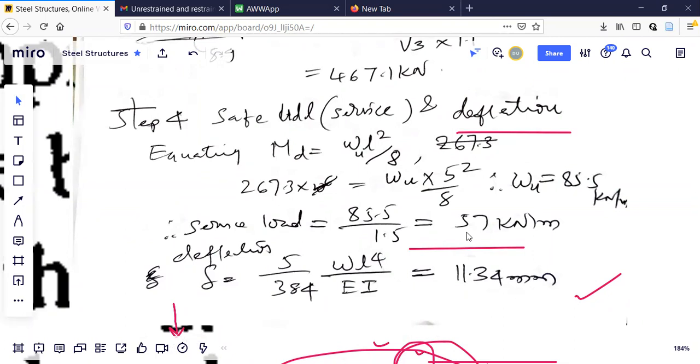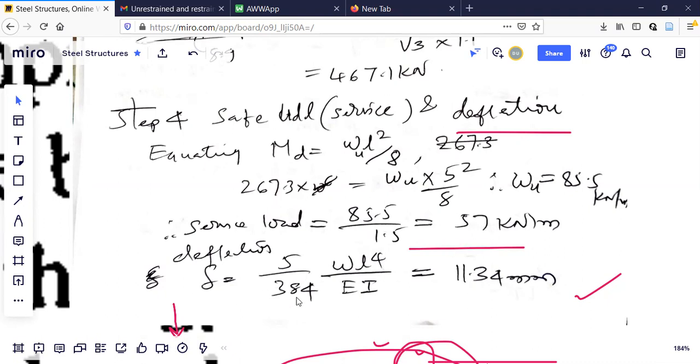Actually, this UDL includes dead load also, which I have not calculated here. What I should do is calculate the self-weight, 66 point something per meter, convert it into kilonewtons, and subtract that from 57. Whatever net weight is there, that is the net UDL that can be placed on the beam safely, or it can be less than that. It should not be more than 57, including the dead weight.